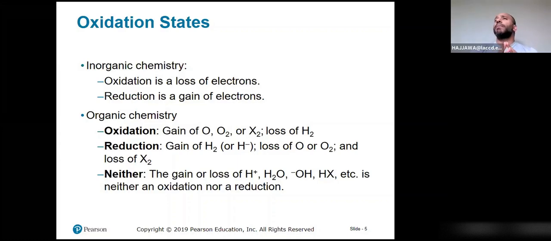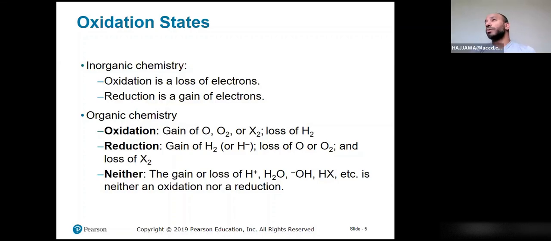Oxidation states. It's very important to keep in mind the level of oxidation. Let's start with defining oxidation versus reduction. Oxidation is usually referred to as loss of hydrogens, loss of electrons, or gain of oxygen atoms. That's how we define oxidation. While reduction is usually gain of hydrogens, gain of electrons, or loss of oxygen. Very similar to that will be the definition in organic chemistry. So when we have a substrate that gains an oxygen atom or two oxygen atoms or halogens, usually that substrate is referred to as an oxidized substance.